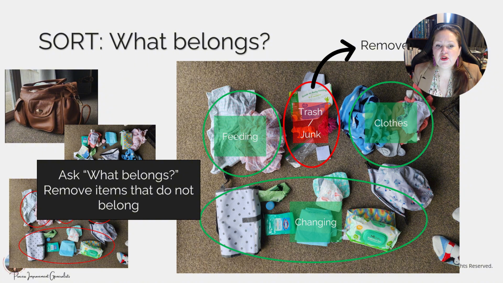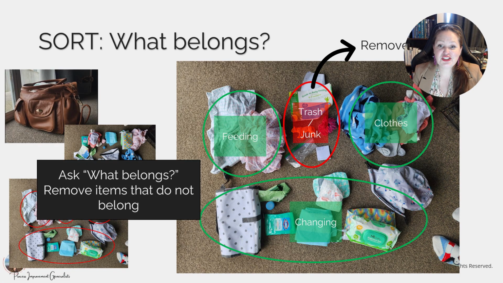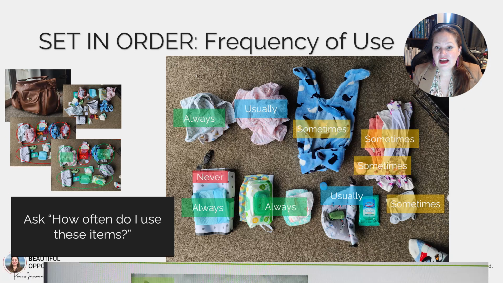So then we're going to remove any of those items that don't belong. And that is sort. We've gone through, we've removed that trash, we've grouped those like items, and we've said what belongs and what doesn't. Then we're going to go ahead and look at set in order. We're going to look at frequency of use.